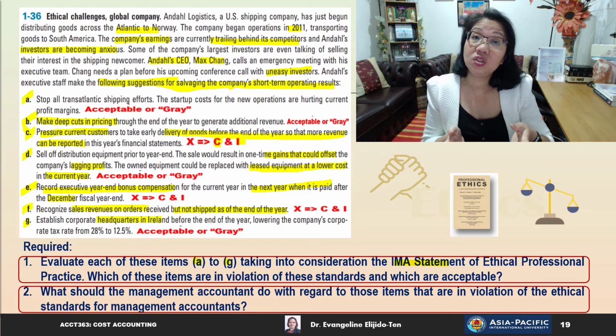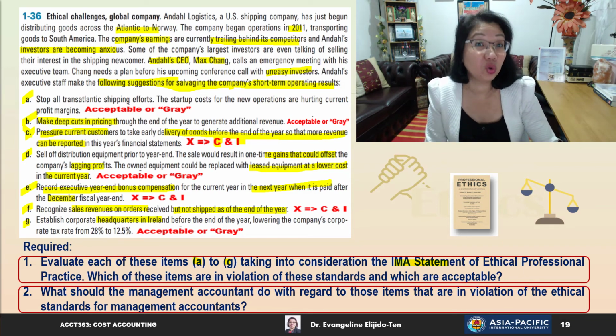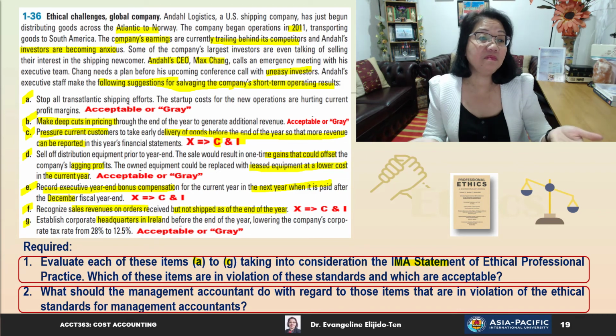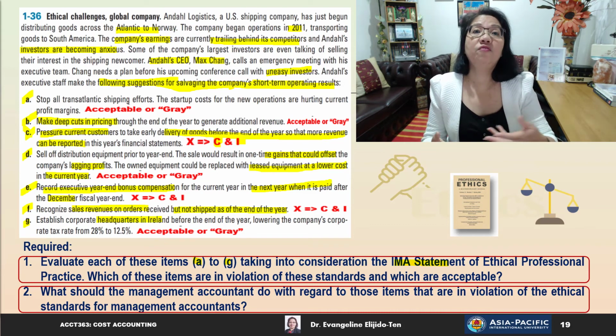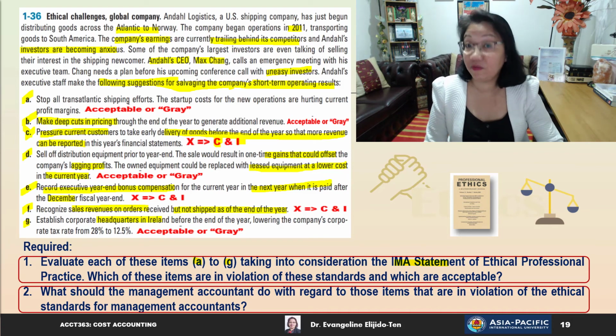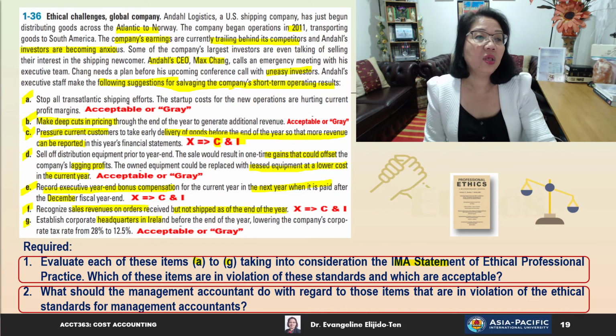If the decision, however, only results in short-term gains, then higher costs will be incurred in the long run, and it may not be best for the long-term existence of the company and for the investors as well.